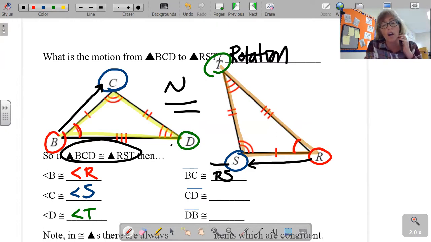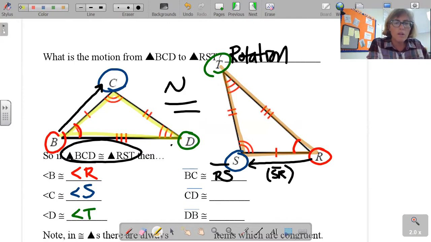Friends, watch out. If I say side BC and I want its matching corresponding side, you may not say SR here, because B corresponds to R and C corresponds to S. So you must follow that same order, R, S.